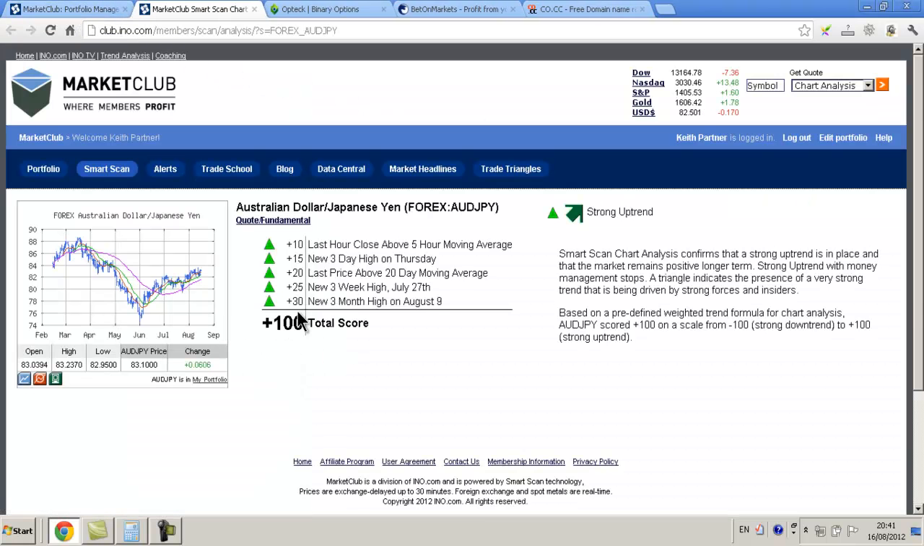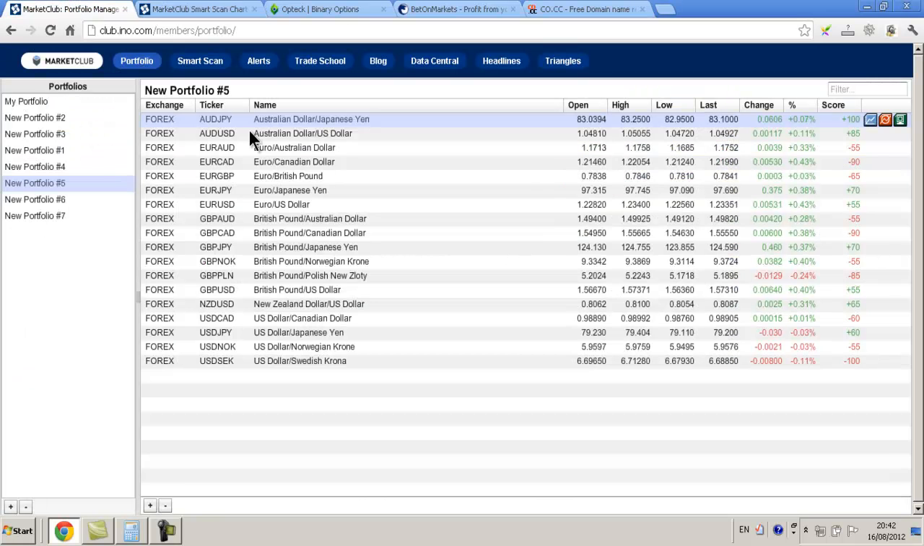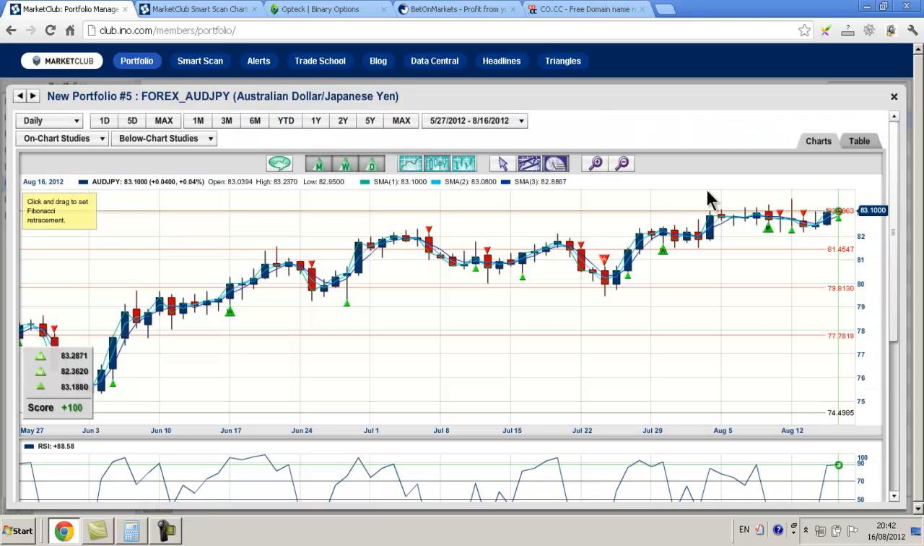So you can see there, okay, a 3-month high, 3-week, last price above 20-day moving average, new 3-day high on Thursday, which is today. Last hour close above 5-hour moving average. Strong uptrend. Okay, fantastic. This is the kind of signals we're looking for. Now we go into our chart.